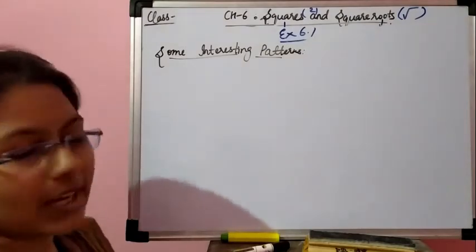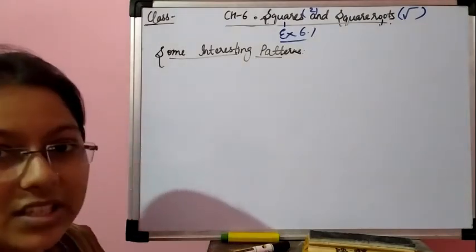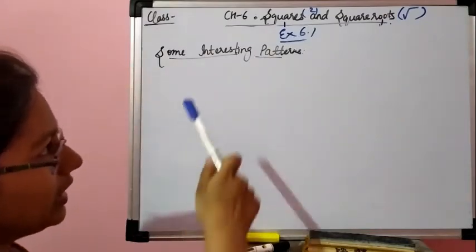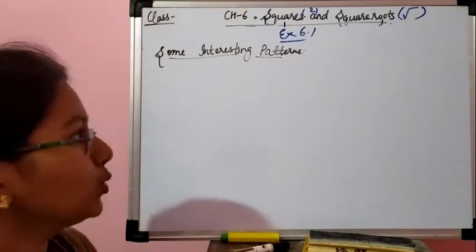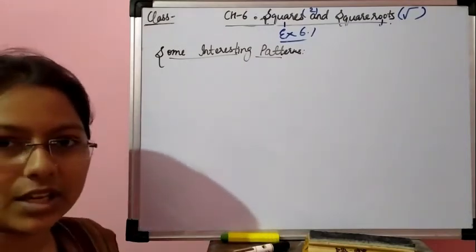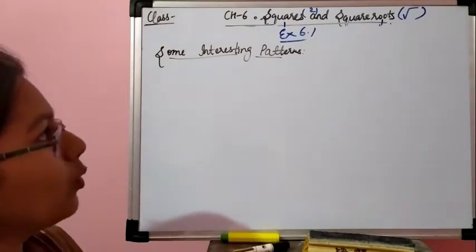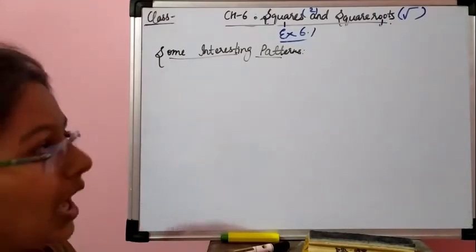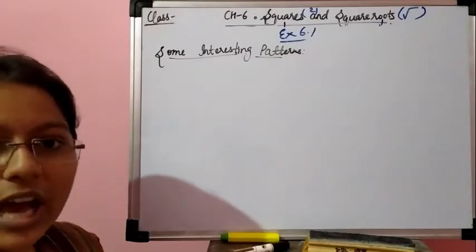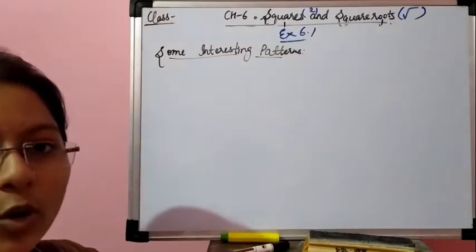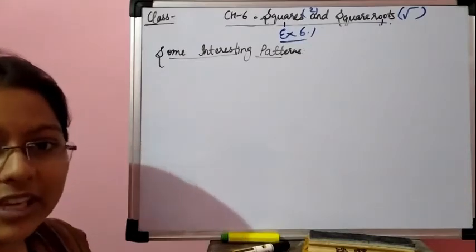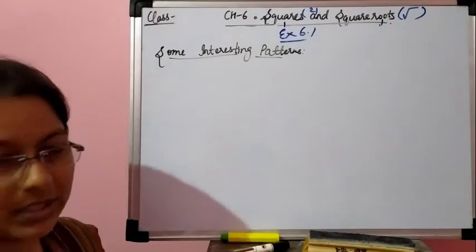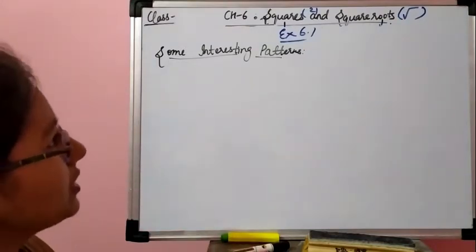Good morning students. Today we will continue the topic which we discussed in yesterday's class, that is some interesting patterns related to the chapter squares and square roots. Two patterns we have discussed: number one was the triangular pattern, that is, what triangular numbers are, and the other was how many non-perfect square numbers we can find between two consecutive perfect square numbers. Okay, these two patterns we have studied.